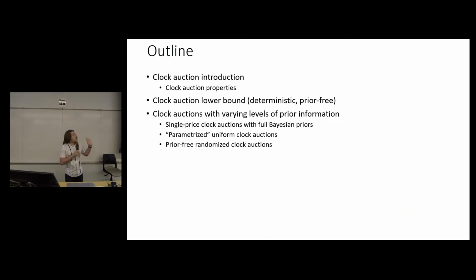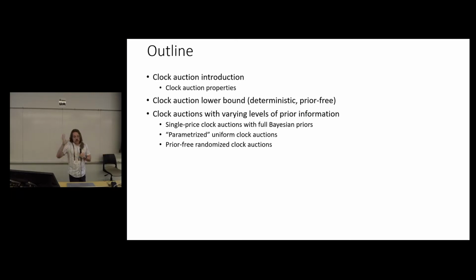So I'll first give an introduction to clock auctions, what they are, how they work, and I'll try to convince you why we think they're such an important class of mechanisms to understand better, particularly in the EC community. And then I'll talk about a lower bound on the performance of any prior-free deterministic clock auction that really motivates our work of studying clock auctions given access to priors or randomization.